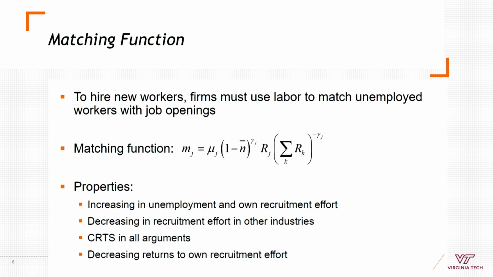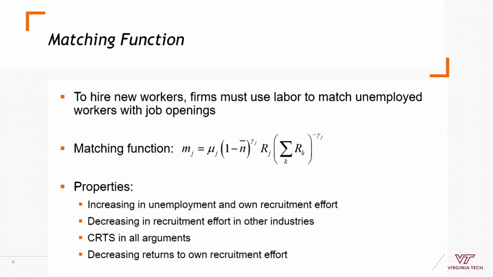First, it's increasing in unemployment, right? So this gamma is usually positive. So if the unemployment rate goes up, right, it's easier to match. You get more matches for the same level of effort. And it's also increasing in your own level of recruitment. So the more effort you put into recruiting, the more matches you're going to be able to make. And then conversely, if some other sectors increase their recruiting effort, because you've got a negative sign on that gamma, that means you'll have fewer matches unless you increase your recruiting effort as well.